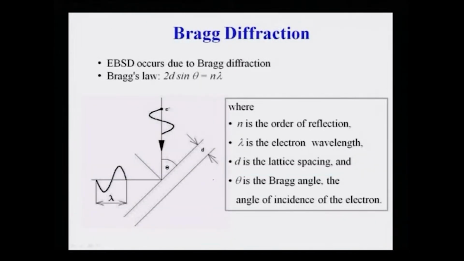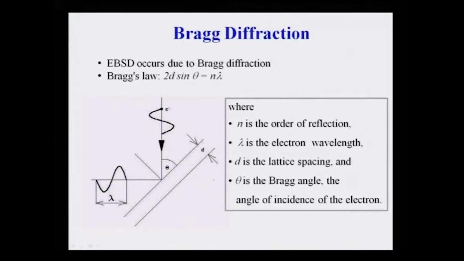As all of you know, because you have done the preliminary course on characterization, EBSD occurs due to Bragg's diffraction, and Bragg's law is given by 2d sin theta equal to n lambda. Everyone in this course will have an idea about this particular equation, which Henry Bragg and William Bragg discovered long back.